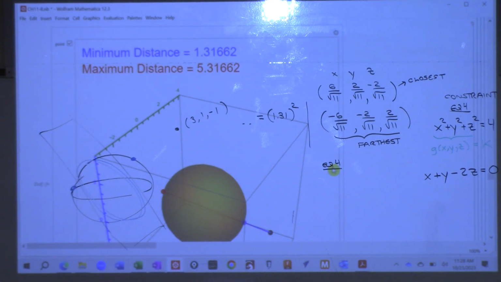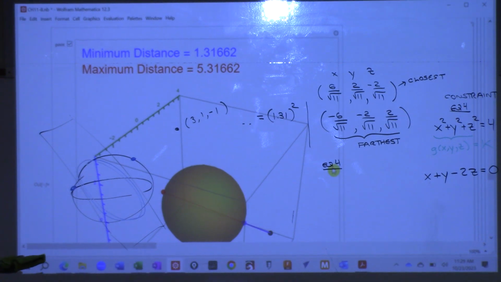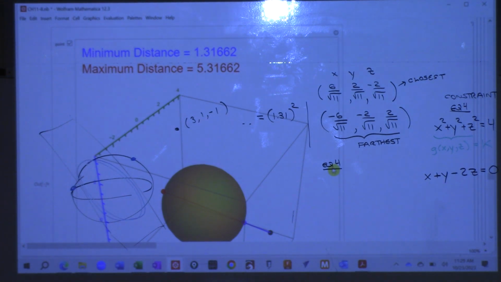Okay. Yes? Is it absolutely necessary that we plug it back into the equation to prove that it's the maximum or minimum? You couldn't just see that x and y are both positive and z is negative, so it's in the same octant as the point? Yeah, you could probably deduce it from where the point is. As long as you feel comfortable knowing where it is relative to the sphere, I think you could deduce it that way.